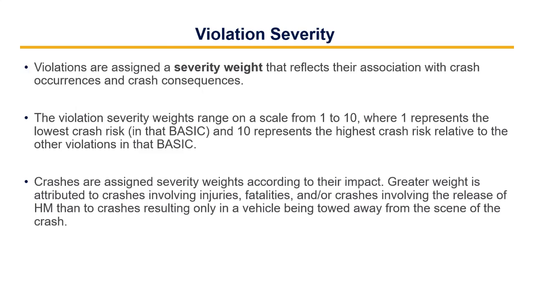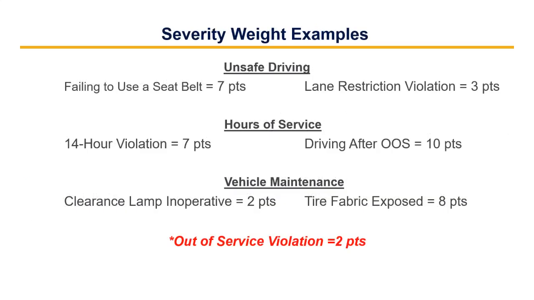Finally, when we talk about crashes themselves, they're assigned weights according to their impact, with a greater weight being given to crashes that would involve injuries or fatalities, and a lesser weight given to those that result only in a vehicle being towed with no injuries or fatalities. Now, our next slide might make that a little clearer when we look at some examples of the severity weights in 3 random basics.